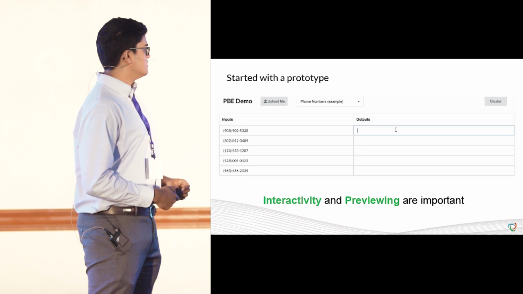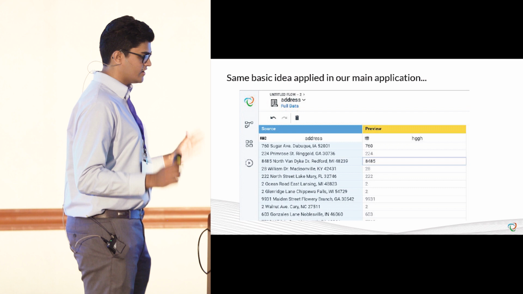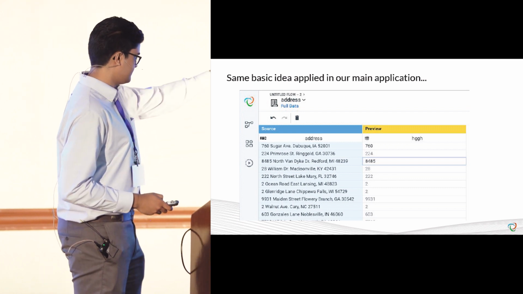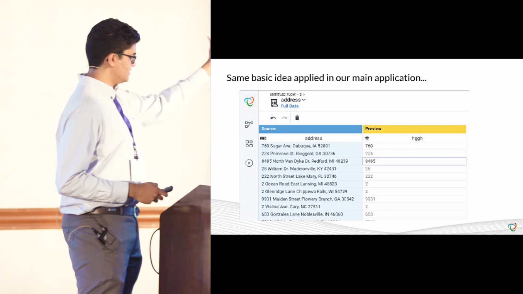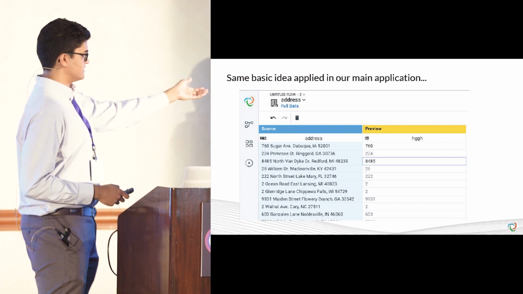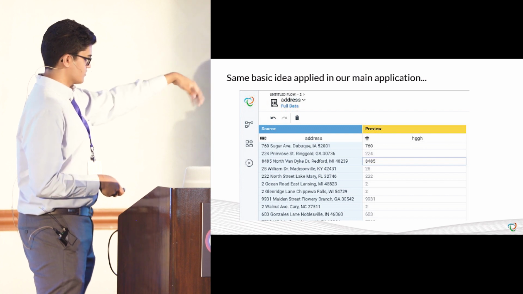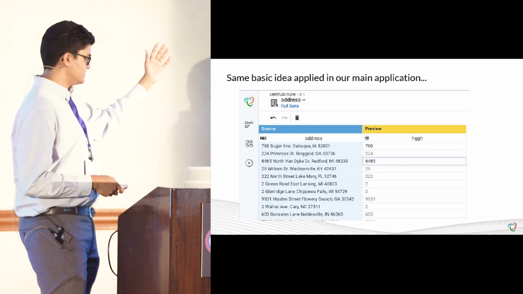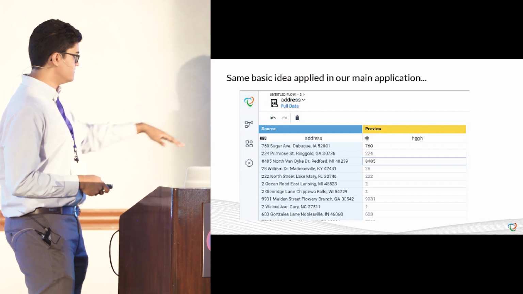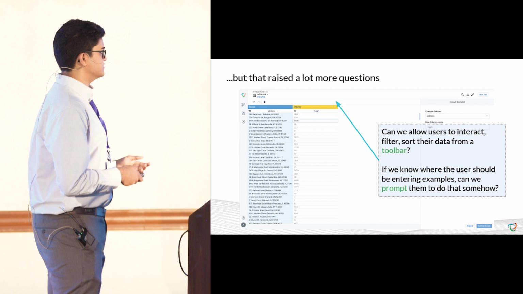But when we moved it to our main application, we did the same kind of procedure. So this is basically a set of inputs on the left, outputs on the right. The users entered two examples for extracting the field of an address, and slightly grayed out are the program's attempts at figuring out what the user's trying to do. But it raised a lot of questions.